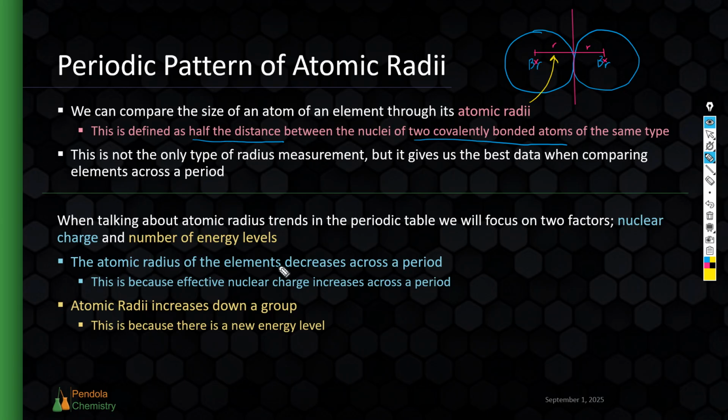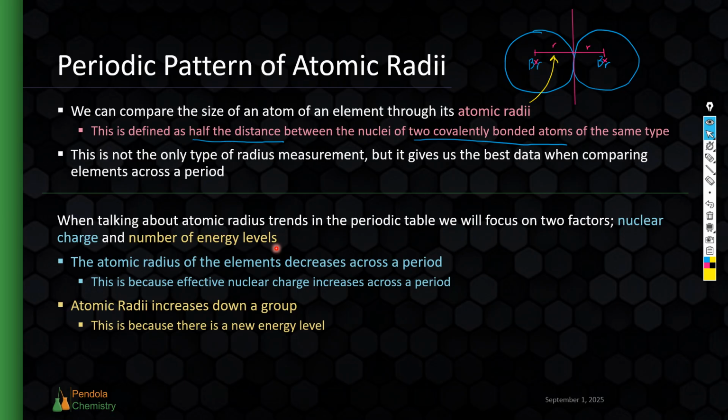So this is not the only type of radius measurement, but it gives us the best data when comparing elements across a period, because most of those elements will be able to bond covalently in some way, shape, or form, or we'll be able to get those numbers from covalent compounds. Now, when talking about atomic radius trends in the periodic table, we're going to focus on two factors: nuclear charge and the number of energy levels. This is going to be very similar to a conversation we had with ionization energy, and we are actually going to go more in depth into this in the next section, where we talk about every factor individually.